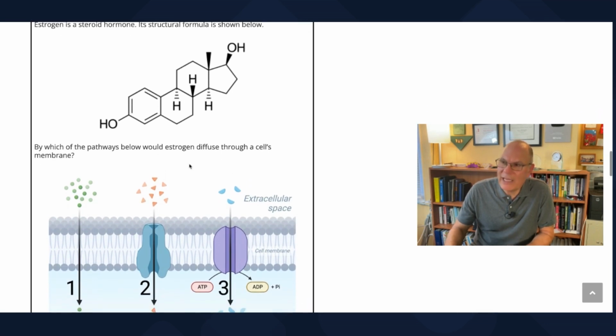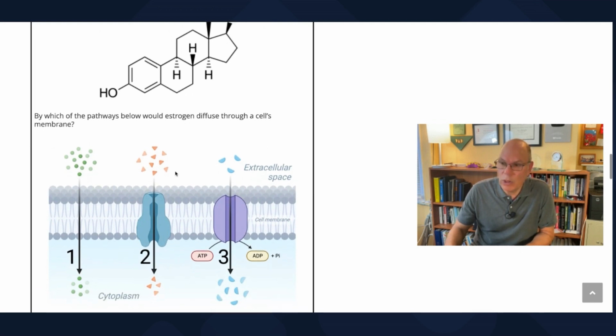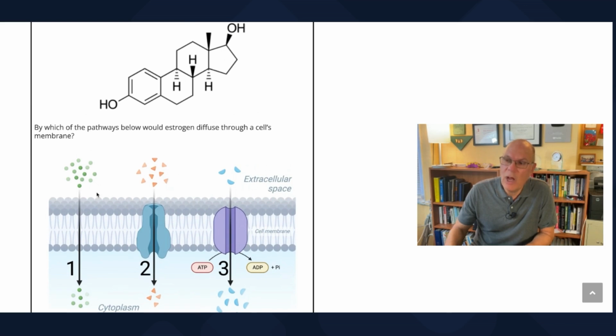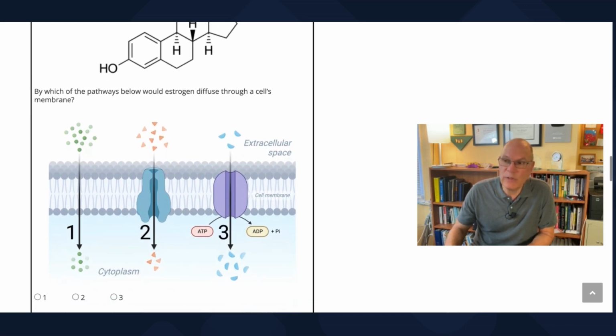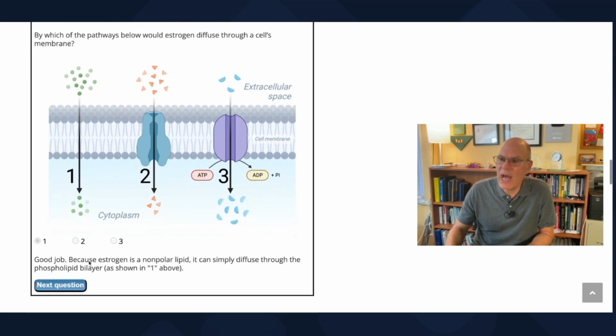So what I'm thinking is that estrogen as a steroid is mostly non-polar. Non-polar things, I remember from the previous question, are capable of diffusing through the lipid bilayer through the process of simple diffusion. That's number 1. I'm going to click number 1 this time. Great job. Because estrogen is a non-polar lipid, it can simply diffuse through the phospholipid bilayer, as shown in number 1 above.